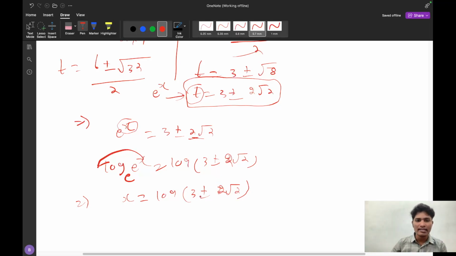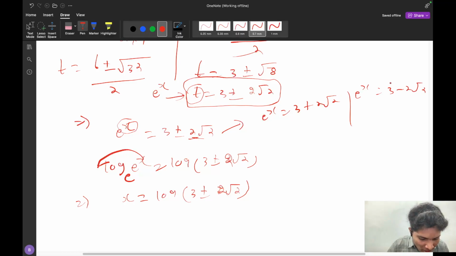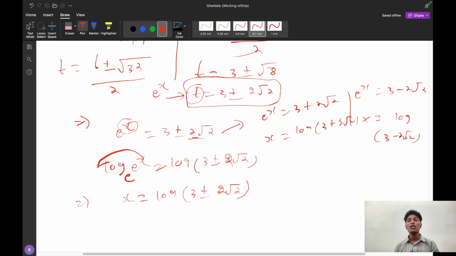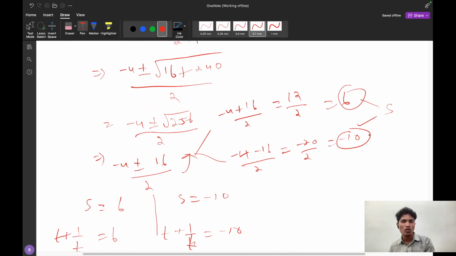One second guys, here it is log of 3 plus or minus 2 root 2, it is correct, but here e power x equal to, two cases are becoming. e power x equal to 3 plus 2 root 2, and e power x equal to 3 minus 2 root 2. So we are getting two values. I can take log. The value is correct, but we have to get two values. So I am writing x equal to log of 3 plus 2 root 2 as one value, and x equal to log of 3 minus 2 root 2 is another value. Like this you have to calculate. So this is the final answer. Up to now you have to solve. It is so lengthy here.